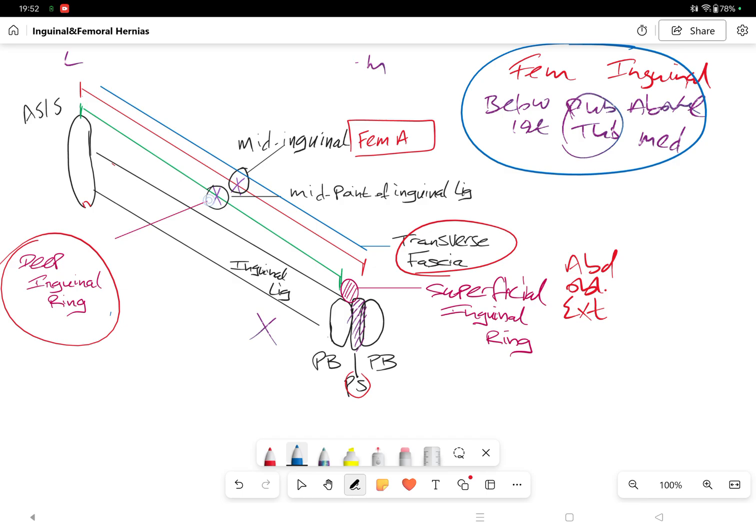So they'll come through Hesselbach's region, through the transverse fascia, course through the inguinal canal, and then protrude through the superficial inguinal ring, which is in the external oblique muscle.